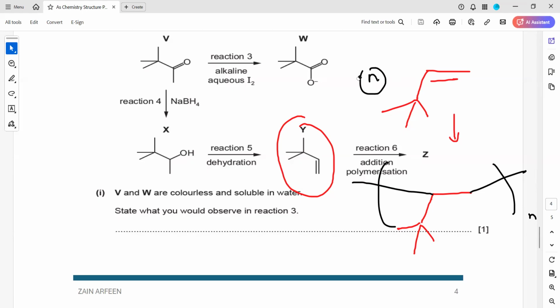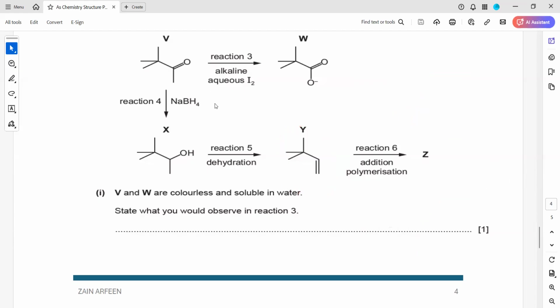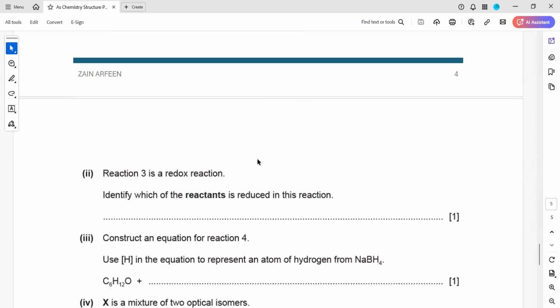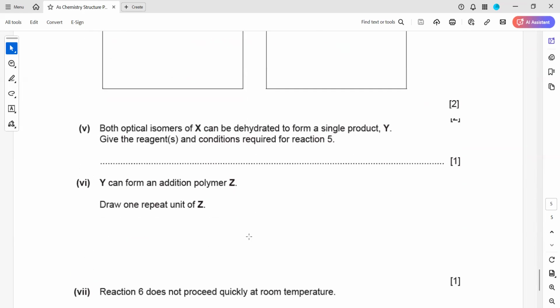Is it clear? This one? As they did not mention either a skeletal formula of the polymer or a displayed one, you can draw any of them.